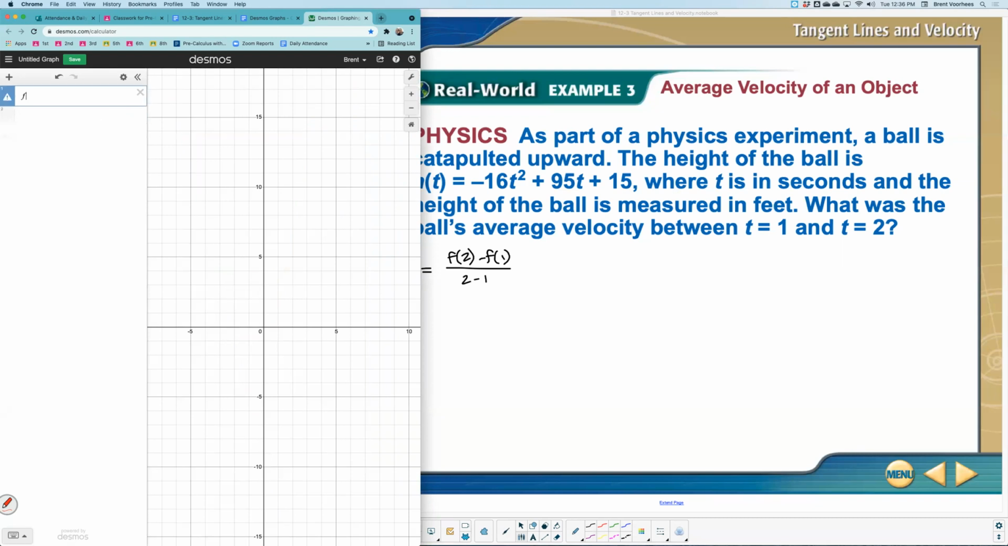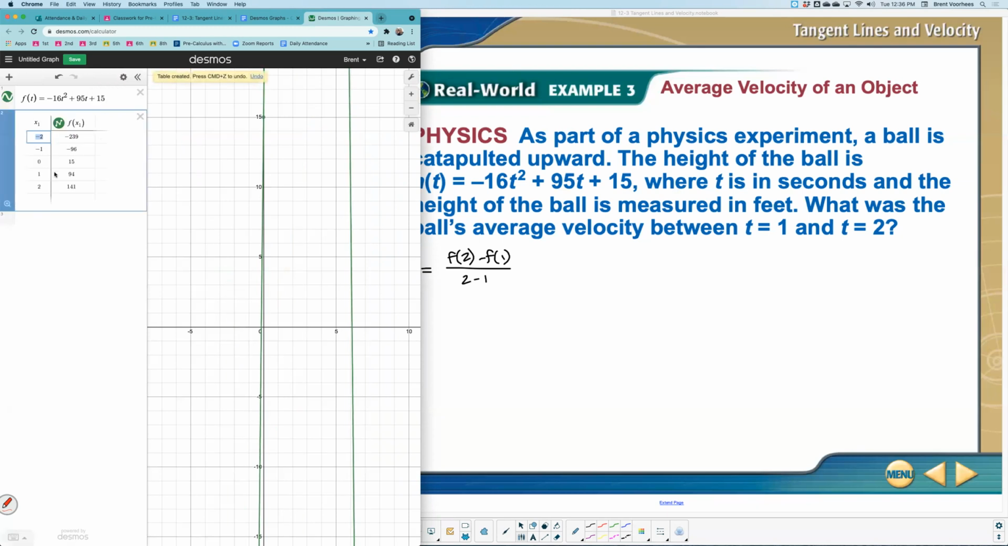So the equation here is f of t equals negative 16t squared plus 95t plus 15. And I'm just going to get a table out real quick. And specifically, we want to know the difference between time at 1 second and time at 2 seconds. I don't need any of these other times here.